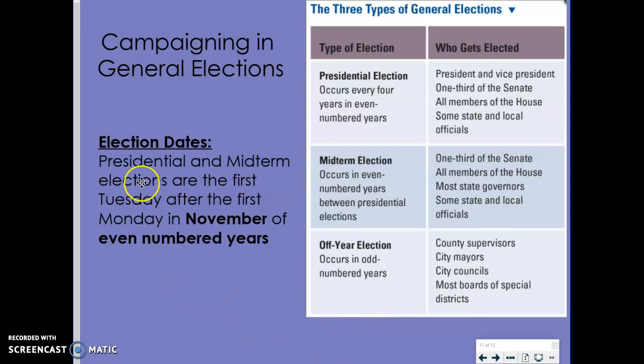One thing to pay close attention to here is the election date. All elections, presidential and midterm elections, are on the first Tuesday after the first Monday in November of even-numbered years. You have to know this for the test.